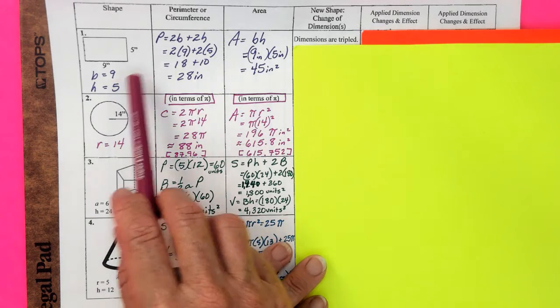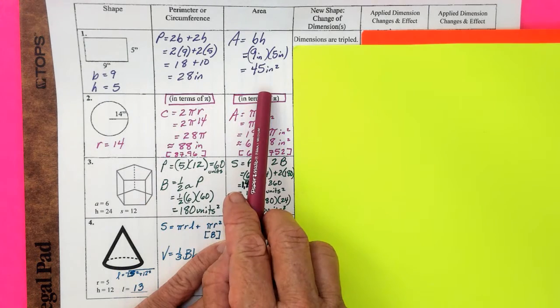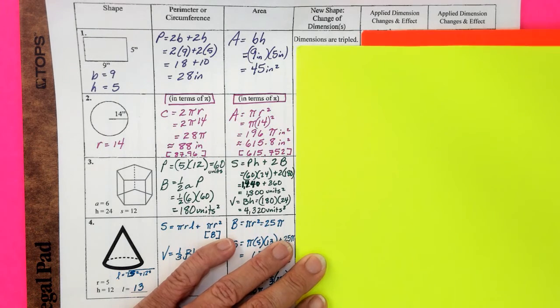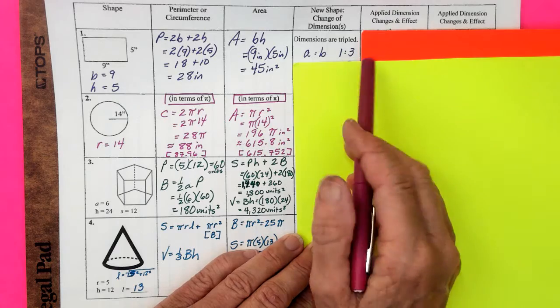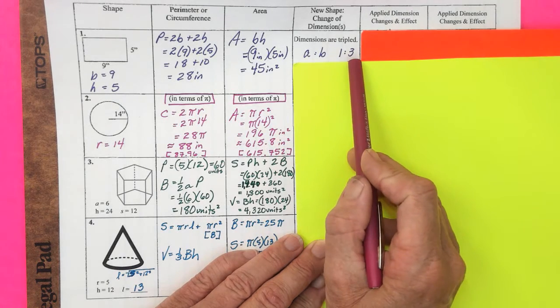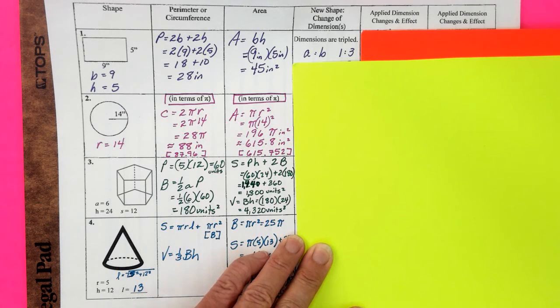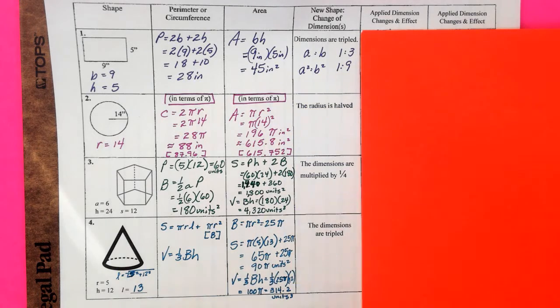So in this rectangle, we found the original perimeter to be 28 inches, the original area to be 45 inches squared, and the dimensions are to be tripled. So what this means is for linear relationships, we're comparing the original to something that's 3 times bigger. You have a 1 to 3 relationship. But when we go to work with area of the new shape, we're going to have to consider 1 squared versus 3 squared. 1 squared is 1, 3 squared is 9. It's a 1 to 9 relationship.